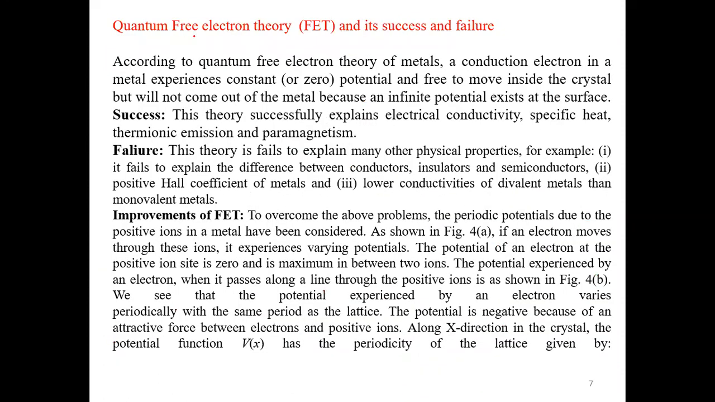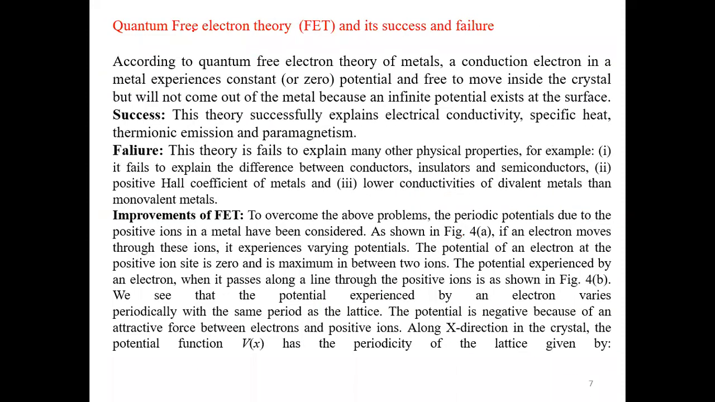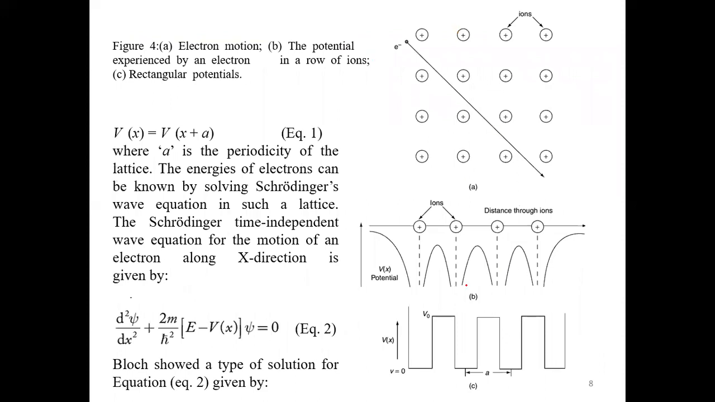So that is why the classical free electron theory was improved a little bit, and that is called the quantum free electron theory. According to the quantum free electron theory, this is the positive ion core, positive ion core, positive ion core in a solid. You know that they are arranged in some regular and periodic manner. So the classical free electron theory is slightly modified in the quantum free electron theory.